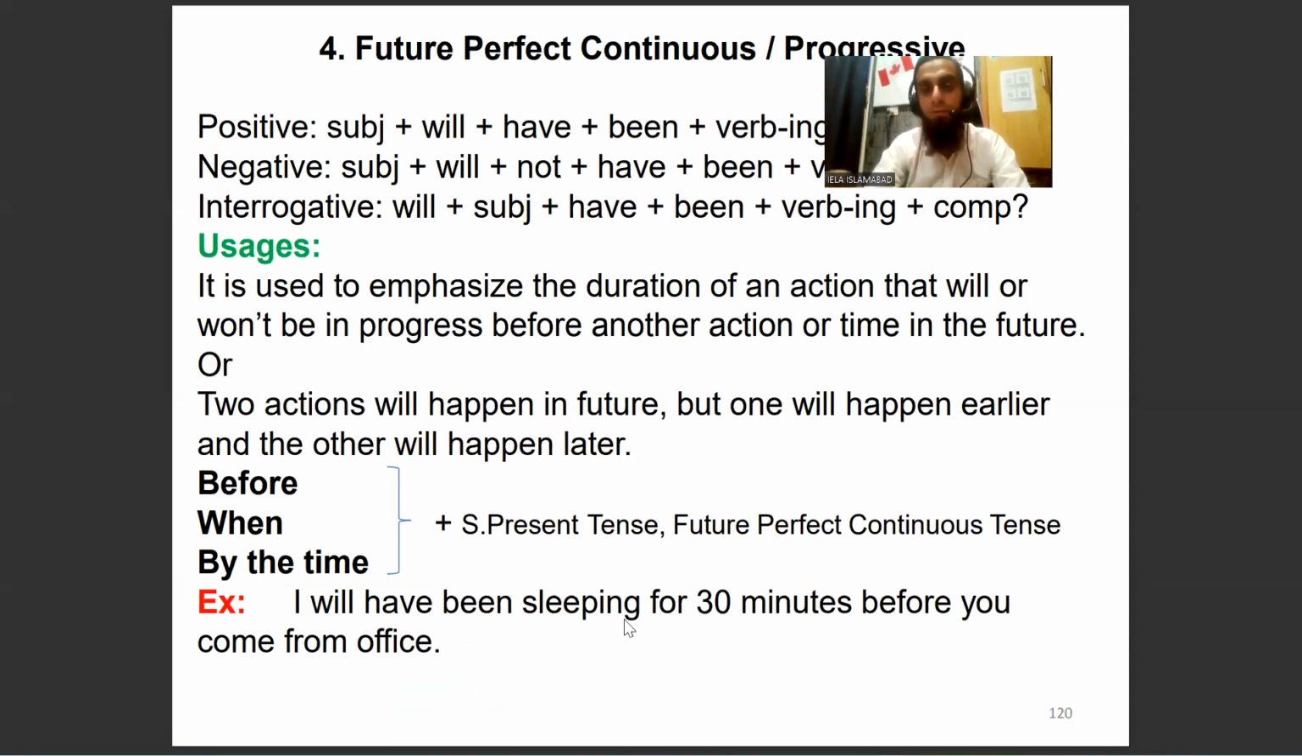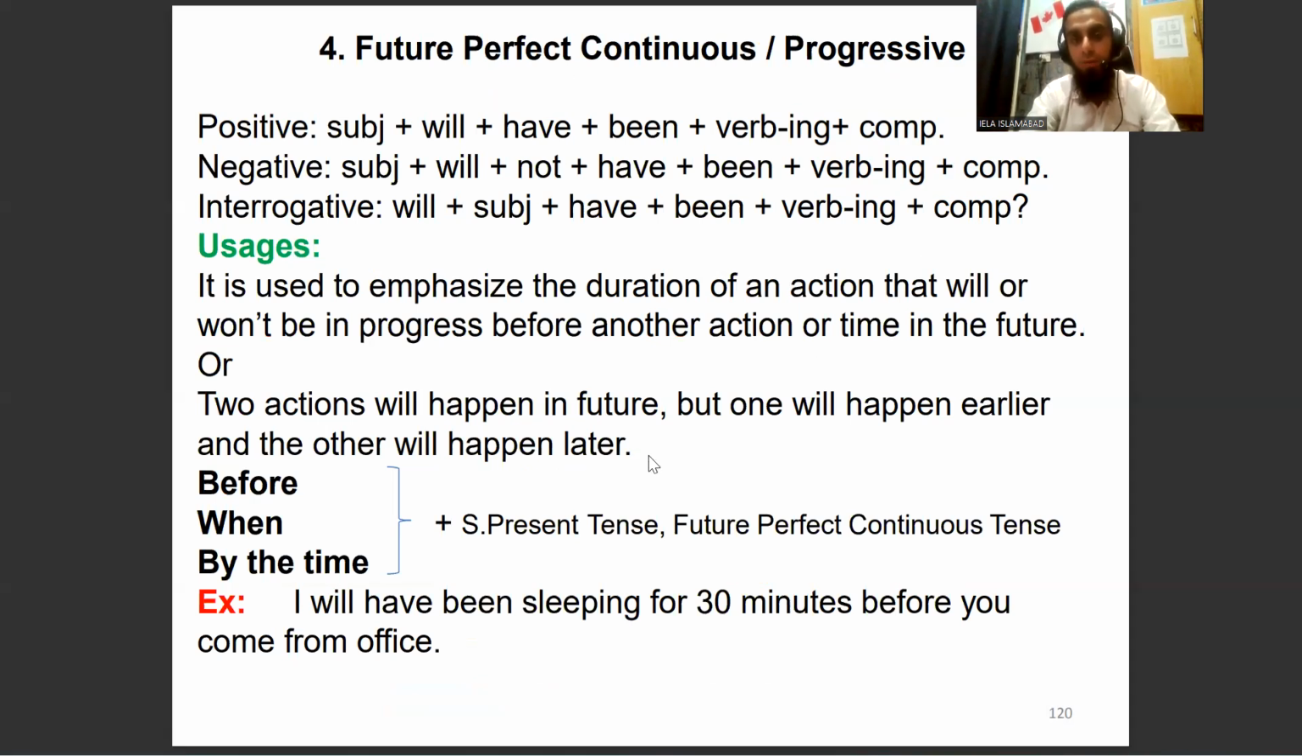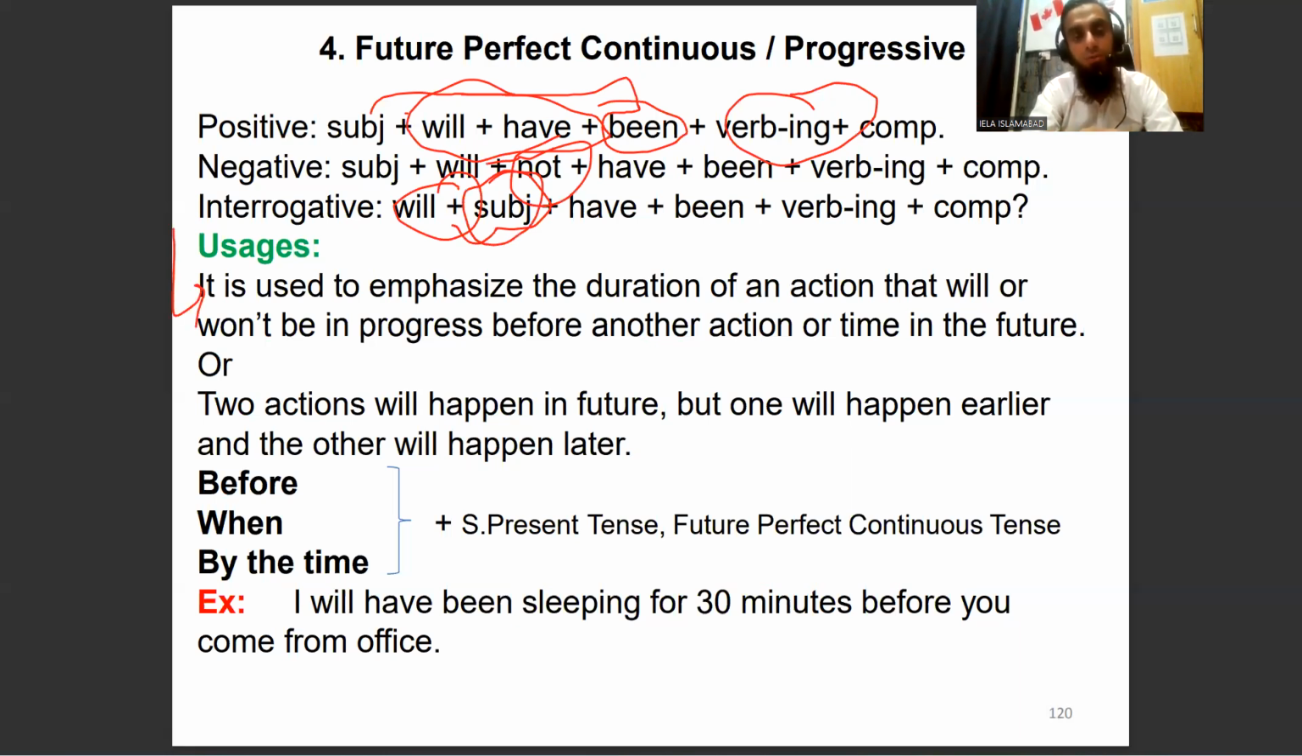Next, you can see here, future perfect continuous tense. Now, in future perfect continuous tense, the structure is subject plus will have plus been. Been is an extra word, and verb plus ing, not third form. Then we have not after will in negative and will before the subject in interrogative. Now, usages: it is used to emphasize the duration of an action that will or won't be in progress before another action or time in the future, right?